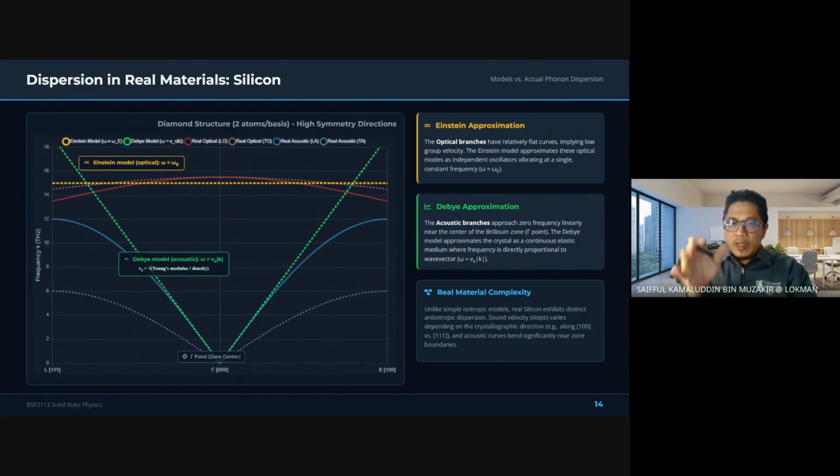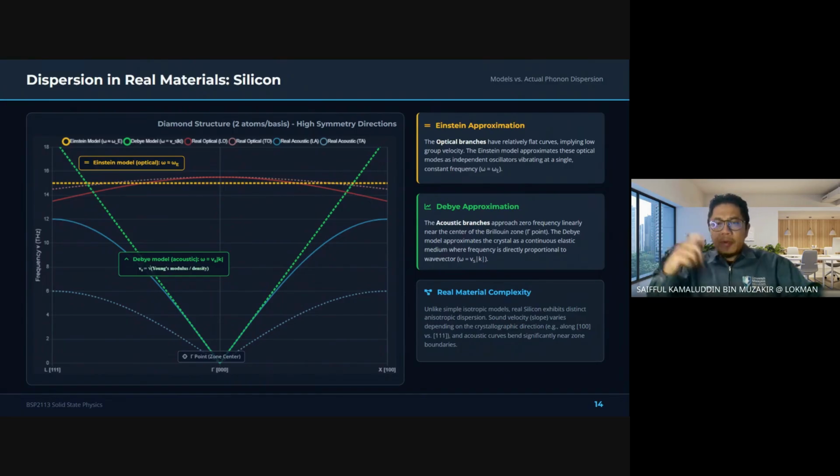Okay, now you can also compare the real curves with simplified models. The Debye model gives us a useful approximation for the acoustic branch, especially near the center, near k equals 0, and at small k. We know that the Debye model is not realistic enough, but from it we could calculate the slope of the acoustic phonon, and from that slope we could calculate the Young modulus or the density of the material.